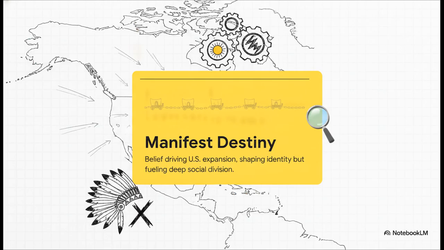And then we have manifest destiny. This was that incredibly powerful 19th century belief that America was just destined to expand its territory all the way across the continent. While this idea spread like wildfire and fueled massive growth, shaping a really bold national identity, it perfectly captures our essential question. Because that exact same expansion fueled intense social and political division, and it led to the tragic dispossession of Native American lands. It's expanding and dividing, all happening at the exact same time.